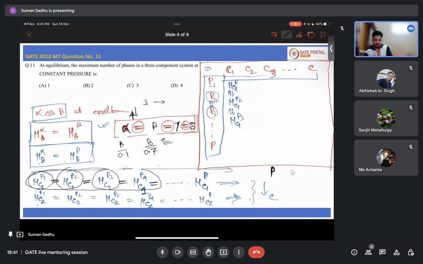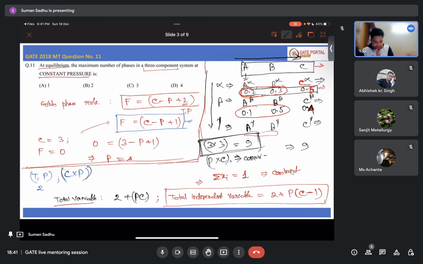Now automatically you know what the mole fraction of C will be. You need not mention the mole fraction of C, because it is dependent. If this is 0.1 and this is 0.7, that means C will be 0.2. So only 2 you have to provide. That's why it becomes C minus 1. And the total number of phases is P, so it is P into C minus 1.